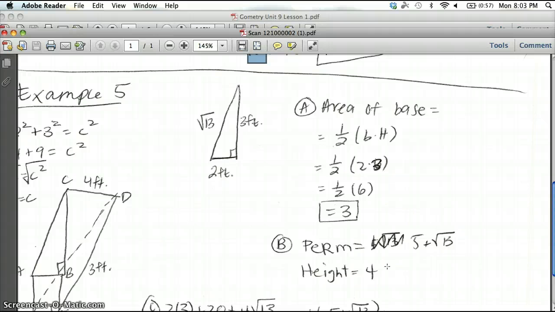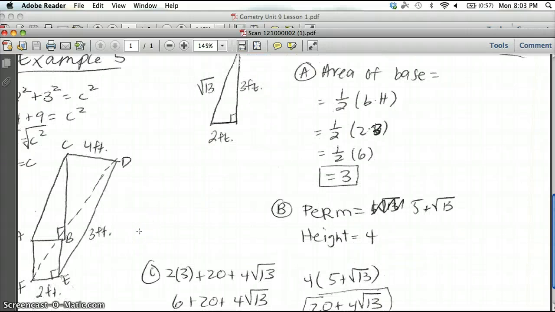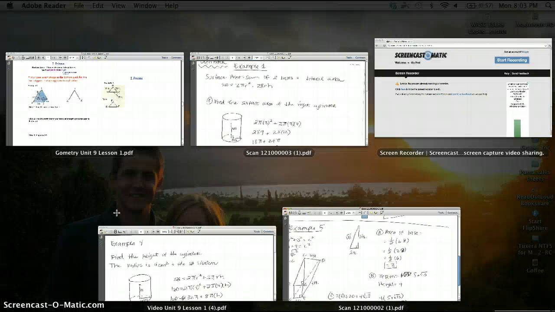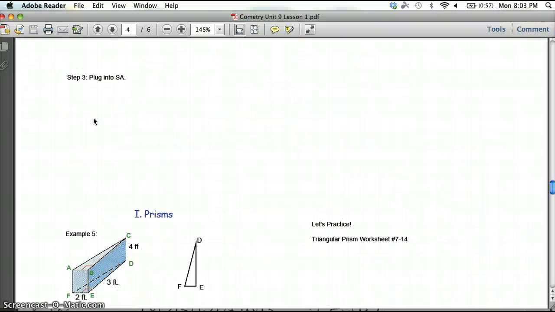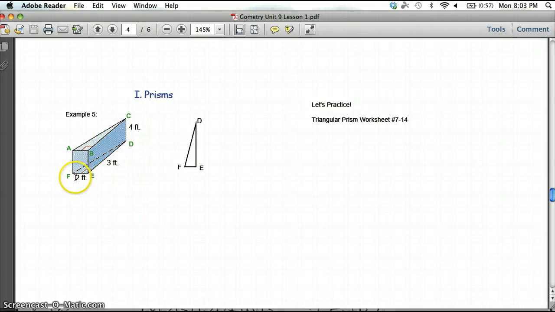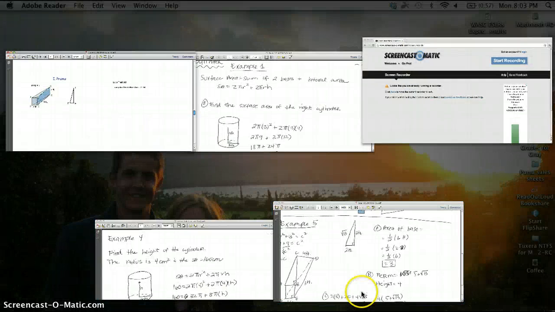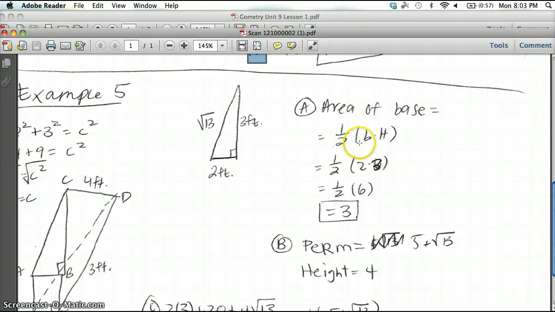All right, let's go ahead and look at example 5. Now example 5 is a little bit trickier. I went ahead and I pulled out my base. Let's look at the example here. So here, my base is 2, and my height is 3. So 1/2 base times height. 1/2 of 6 is 3. Okay, so that's the area of my triangle.